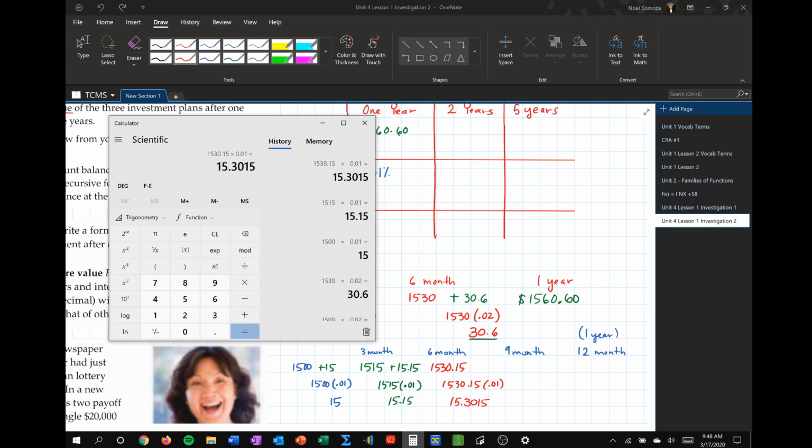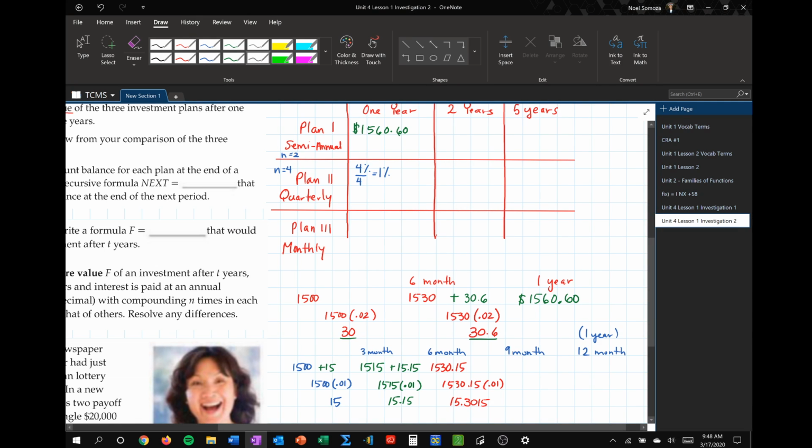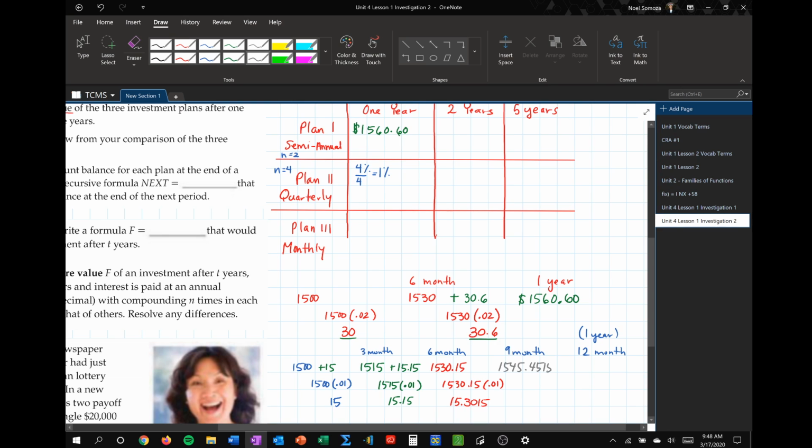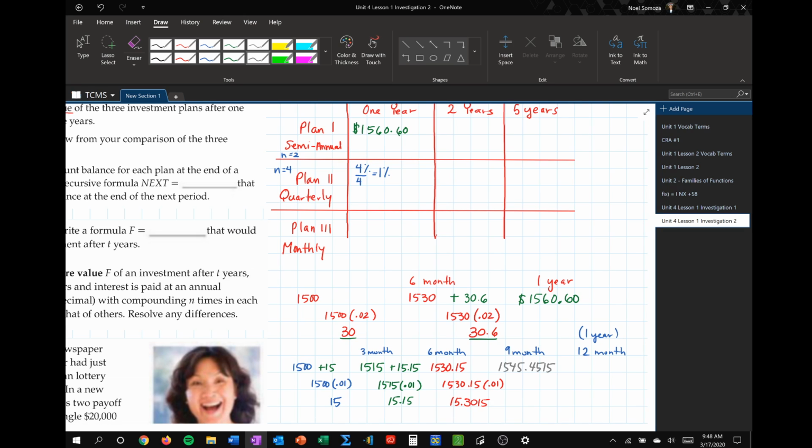Okay, so let's just add this up here. So we have 15.3015. That's what I earned in interest, and I add that back to what was my balance at the 6 months, which was 1530.15. Okay, so going into 9 months, now I have this balance that's 1545.4515. Okay, obviously if we were to round that we're looking at about 1545.45. Okay, and then finally, right, one more time.